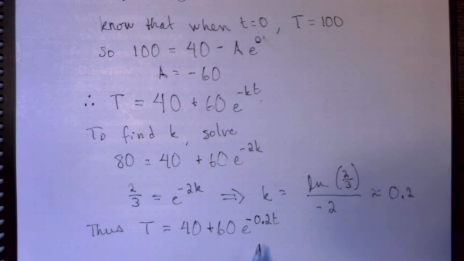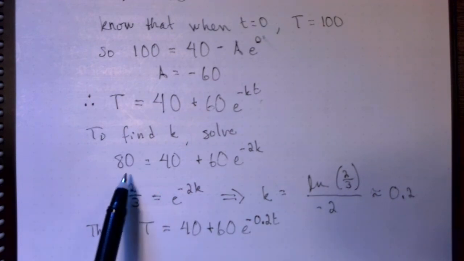A few things to notice. If you plug in t equals 0, this is a 1, and you have 40 plus 60. And the statement of the problem said that the metal starts out at 100 degrees. Okay, so it checks out there. I bet if we plug in t equals 2 and did the computation, it would work out to be 80 degrees. Because that also matches, and that's basically how we got the value of k. The value of k that we solved for is one that will make this equation into a true statement.